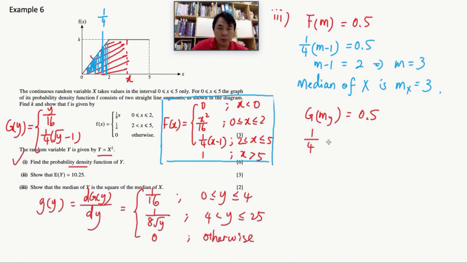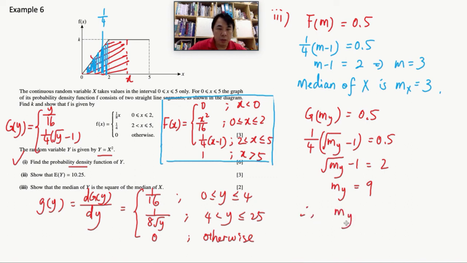That will be a quarter of my square root minus 1, which must be equal to 0.5 here. So my minus 1 must be equal to 2, and therefore my must be equal to 9. Okay, so it should be 9. From here, we can conclude that the median of y must be the square of the median of x. And that concludes our discussion. I hope that is clear to all of you.